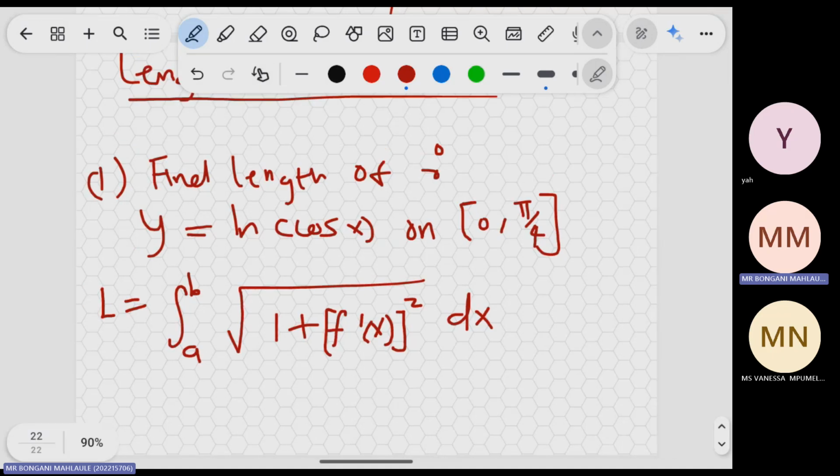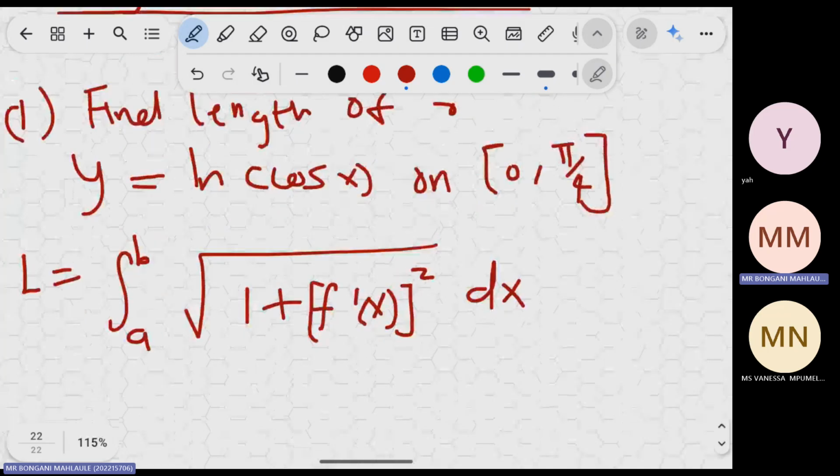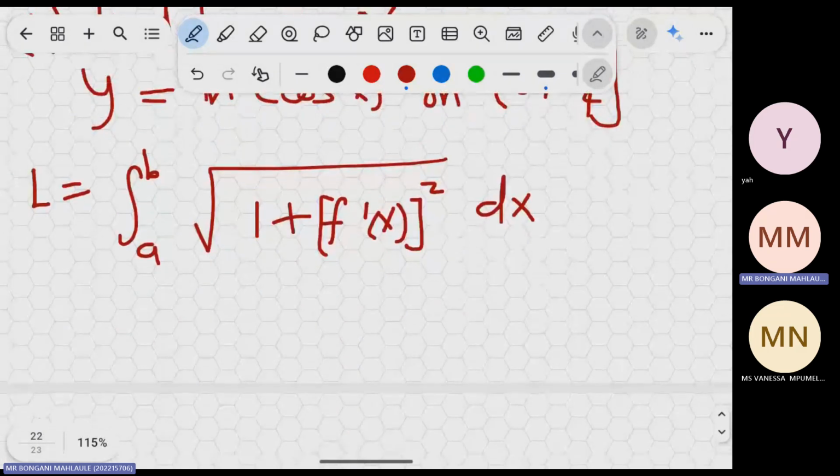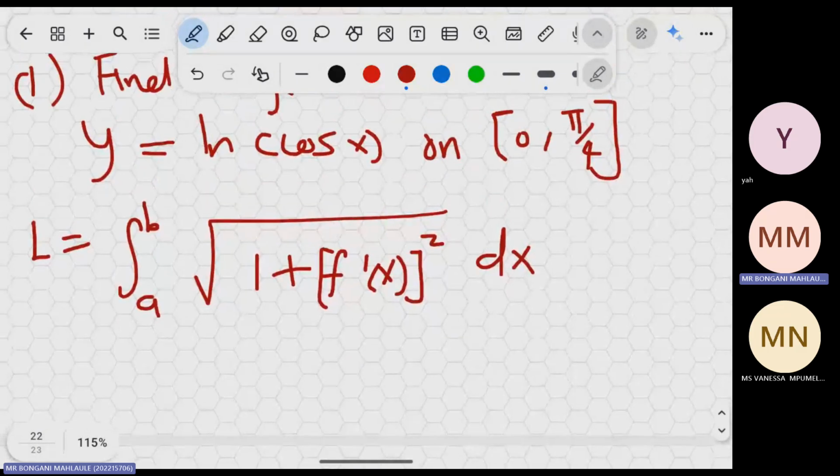So now we must find the length. What we're going to do, we must find the integral first. That's the first thing.